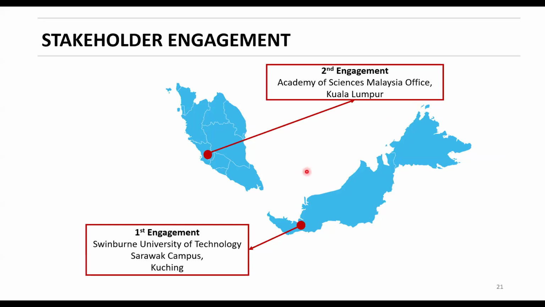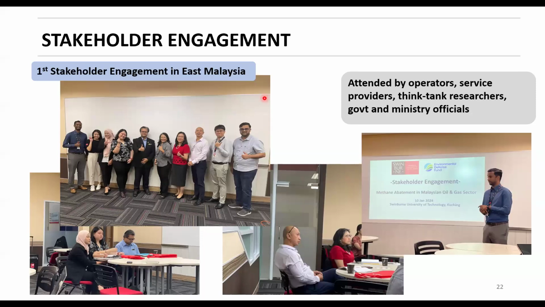Meanwhile, for the second engagement, we went to West Malaysia, where we had it at the Academy of Sciences Malaysia office in Kuala Lumpur. This is where we engaged with stakeholders from the west side of Malaysia. Again, similarly, we're talking about service providers, ministry officials, and also operators who are operating facilities in that region as well. And these are just some images of our stakeholder engagement.